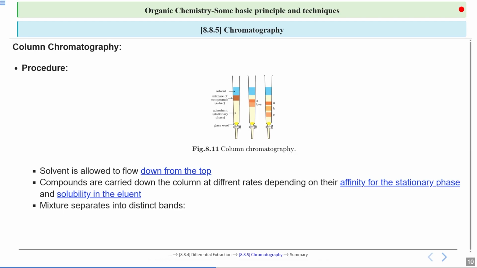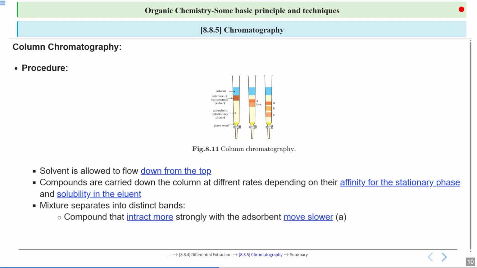Now, after you have done this, we have the second diagram here in the middle. The solvent flows, and slowly along with the solvent, the mixture will flow through the stationary phase. Then after, in the last part, you can see that your mixture has separated into distinct bands A, B and C. So these were the three components.